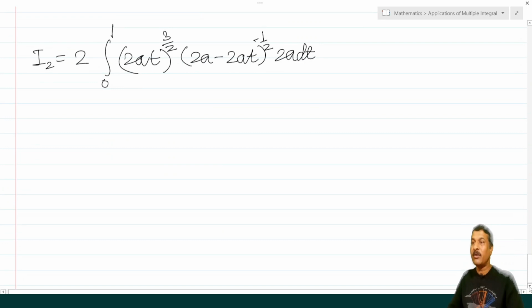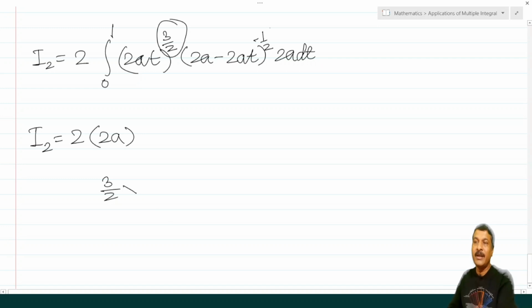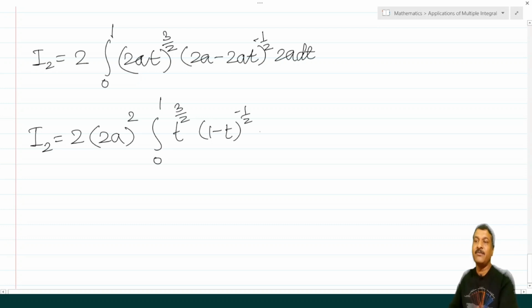So what is the power of 2a? So I2 equal to 2 as it is, and 2a power is 3 by 2, here 3 by 2, here 2a common, minus half into 2a means plus 1. So I am getting, it is the 2, so I am getting square. Integration 0 to 1, t raised to 3 by 2, 1 minus t raised to minus half dt. So again by using the relation between beta and gamma function, but before that 2 square means 4, 4 into 2 it is 8a square, and here beta power plus 1, power plus 1.